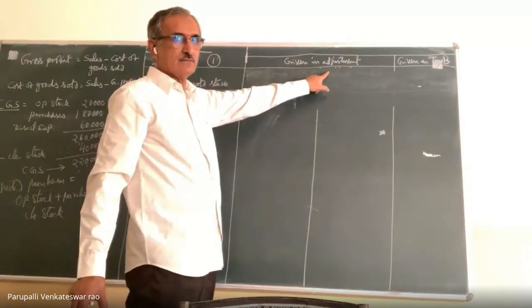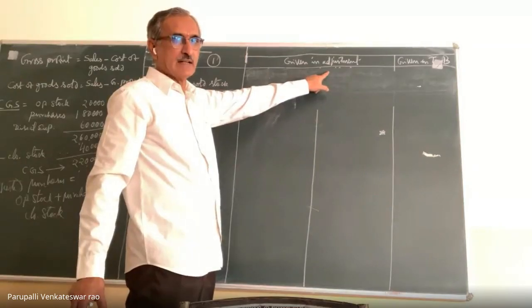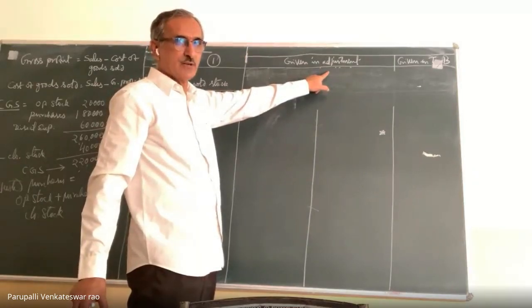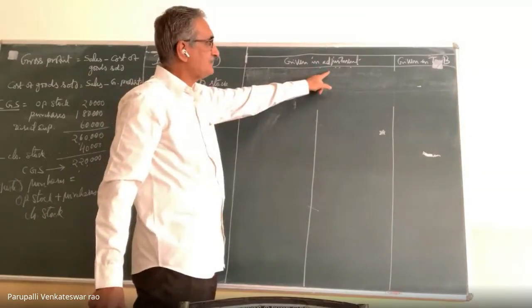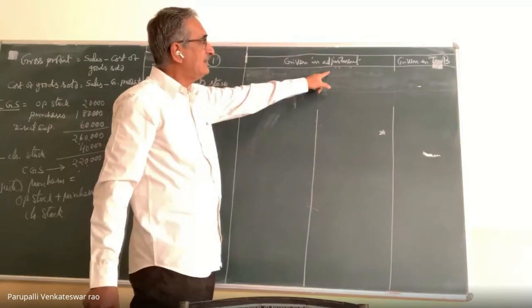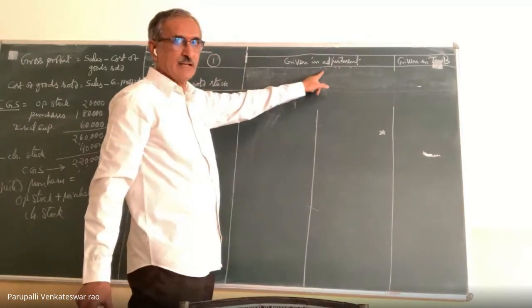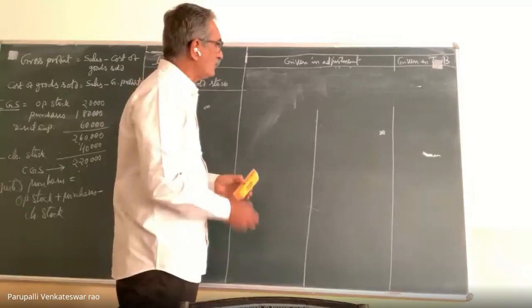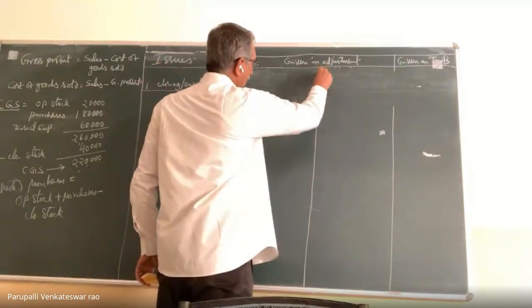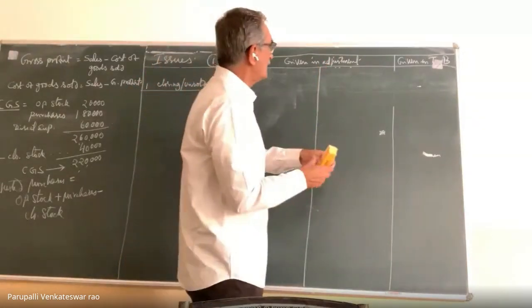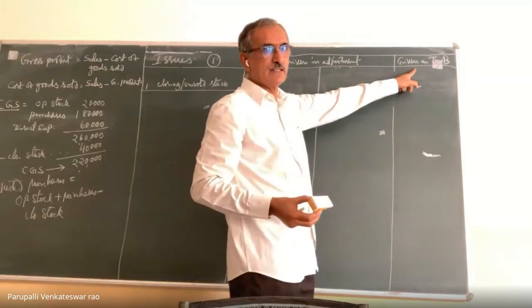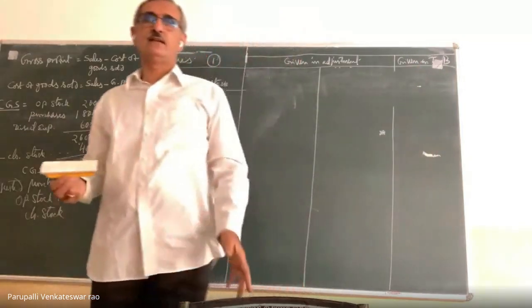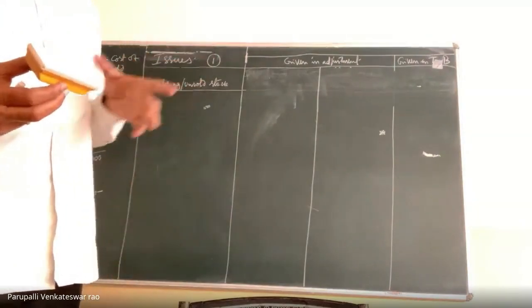Anyhow, if time permits, I will write it on paper and forward it to you on your WhatsApp. Given in adjustments takes big space. This you divide into two columns. Last column is given in trial balance.